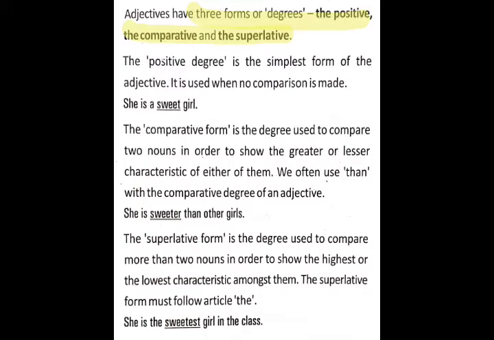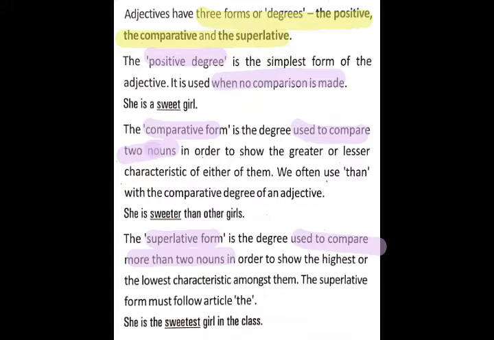Students, adjectives have three forms or degrees: the positive, the comparative and the superlative. These are generally called the degrees of the adjectives, or we can say forms of the adjectives. The positive degree is the simplest form of adjectives and it is used when there is no comparison. For example, we are generally talking about a noun. She is a sweet girl. We are not comparing her to anyone. Then we use positive degree.